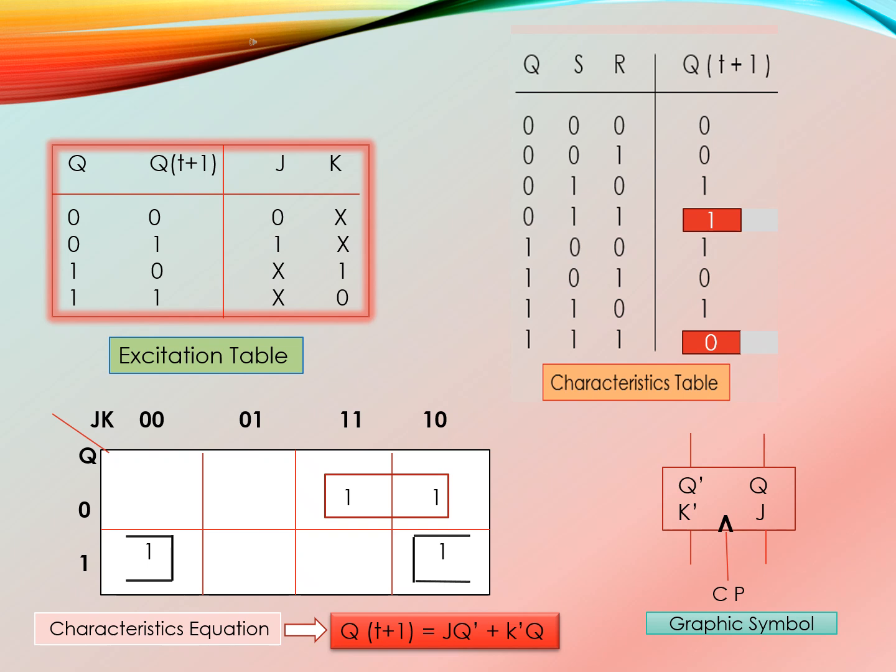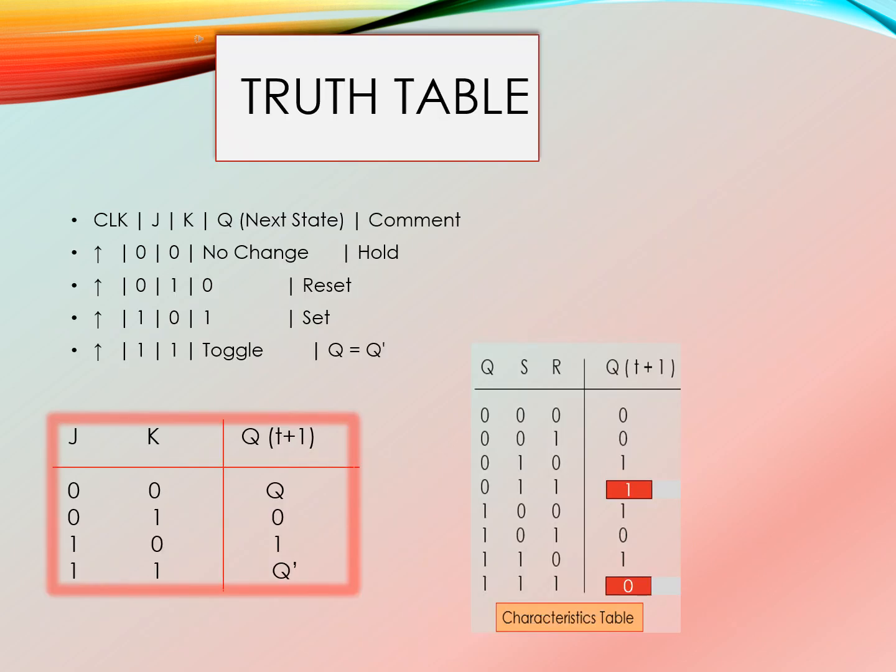Combining both terms, we see that if J and K are both 1, it toggles. Q becomes Q prime. If both J and K are 0, it holds the current state. The characteristic equation Q(t+1), J dot Q prime plus K prime dot Q, models all these conditions perfectly. This is the truth table of JK flip-flops.